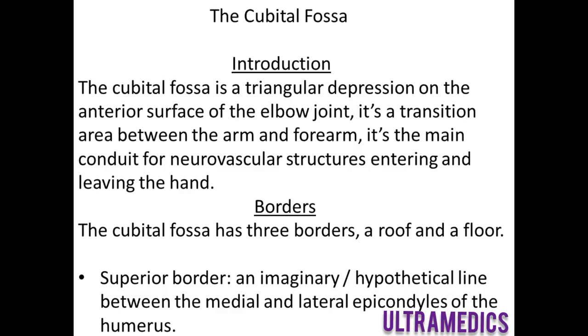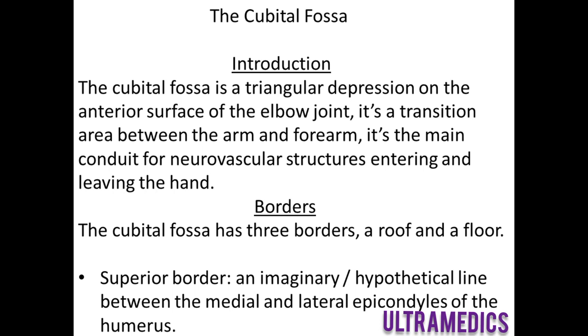The cubital fossa is a main pathway for neurovascular structures entering and leaving the hand, like the nerves, the arteries, and the veins. The cubital fossa has three borders. It also has a roof and a floor. The three borders of the cubital fossa are the superior border, the lateral, and the medial border. We'll see all this in an image below.